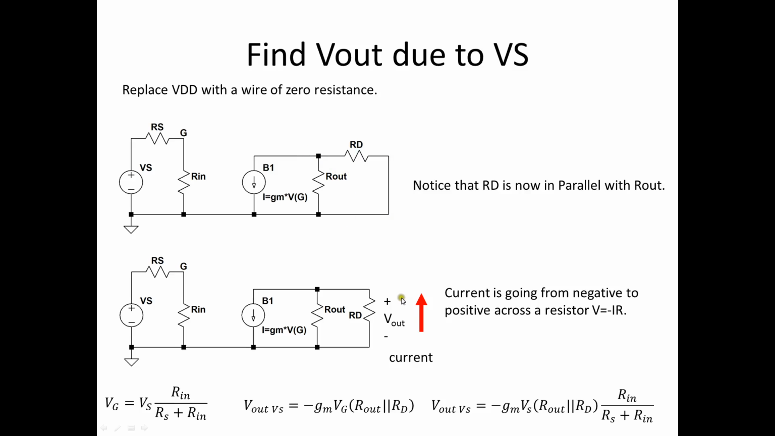This happens to be V out. The current is going from negative to positive, and we get the same relationship. VG equals VS Rn over the sum of RS plus Rn. And then we have V out over VS, which is GM VG. Before we had just R out. Now we just have that parallel combination. So when we put that all together, we get this equation. The only difference between this and the previous example is that we replaced VDD with a short, and now rather than just having R out, we have RD in parallel with R out.